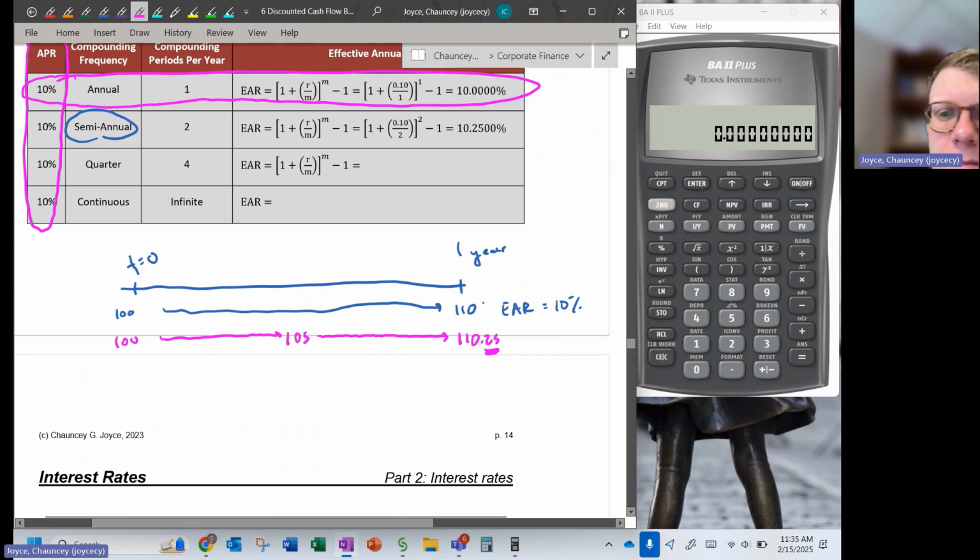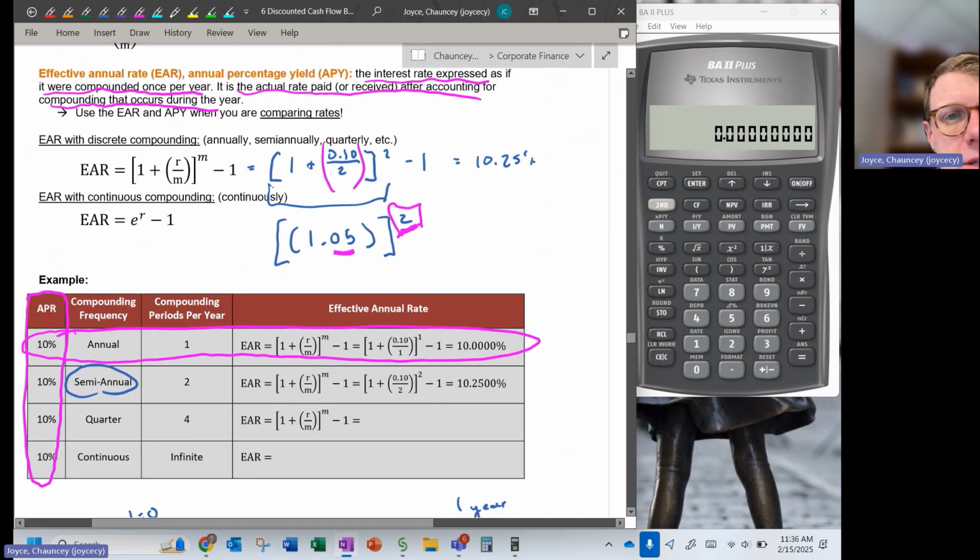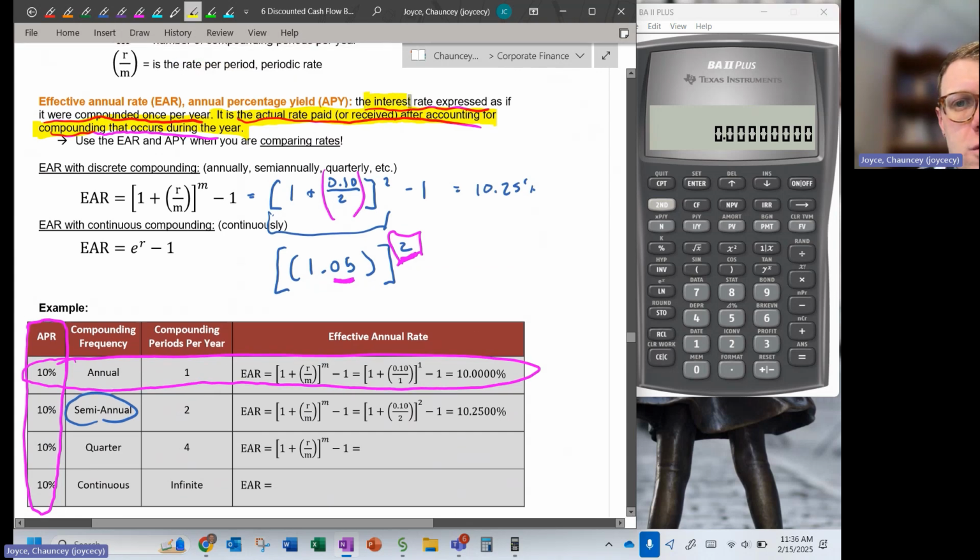Well, where'd this quarter come from? Well, it's the interest earned on interest. And the reason the effective annual rate is now higher than if there was compounding once in a year is because you started earning interest on interest faster. So that's why the effective annual rate will differ from your annual percentage rate. Because remember, the effective annual rate is the actual rate paid or received after accounting for compounding that occurs during the year. It is also the interest rate expressed as if there was compounding once per year.